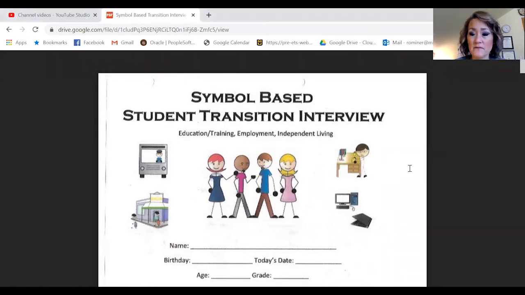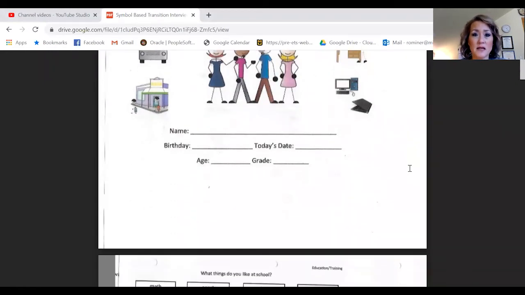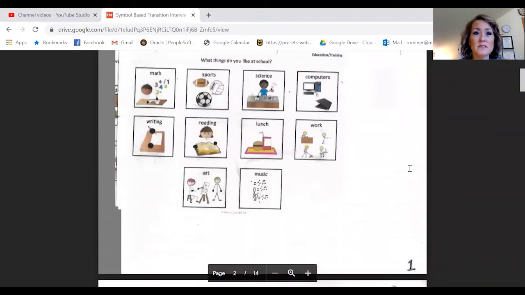So the first page of the interview is just their name and their date. The first slide, or the first part of the interview, asks, what things do you like at school? And I will be attaching a summary sheet that goes with this, and you can just check them off as you go. It has all of these questions on here and the answers. When I'm doing it, I have the kids look at these pictures and I have them circle the ones that they're interested in. In your situation, you could have them point to the ones if they're looking at the screen.